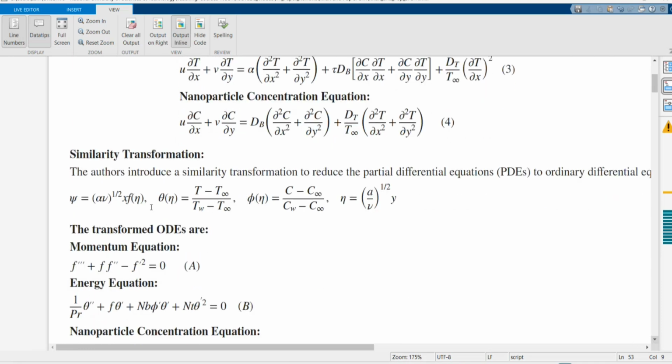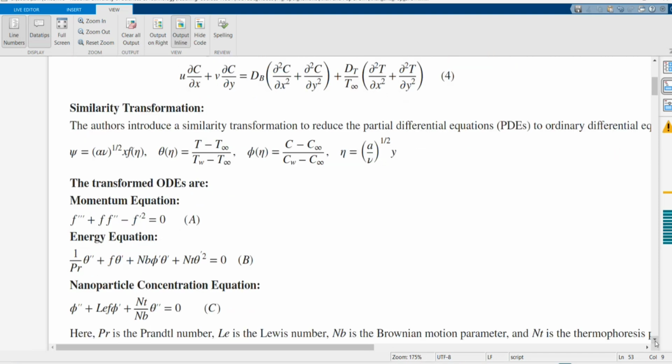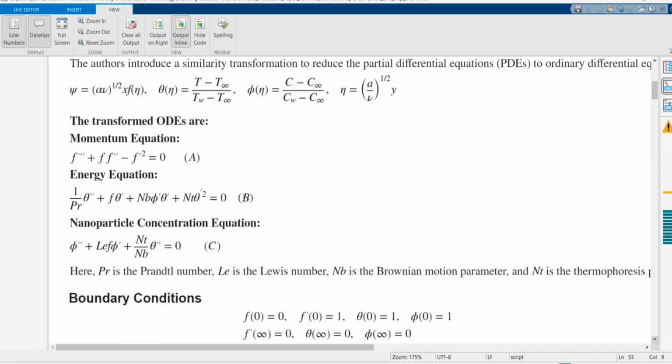Then we have the similarity transformation. We introduce a similarity variable over here and apply it to the PDEs. Then we get equations A, B, and C. Equation A is a third order differential equation. Equation B is the energy equation, and there is a nanoparticle concentration equation.